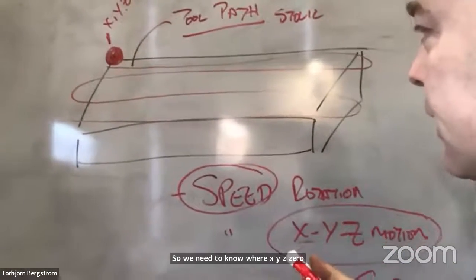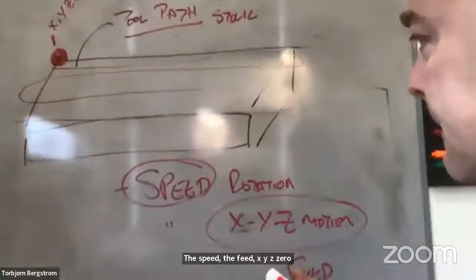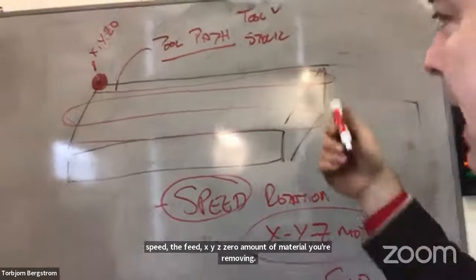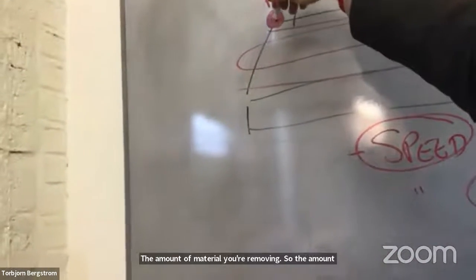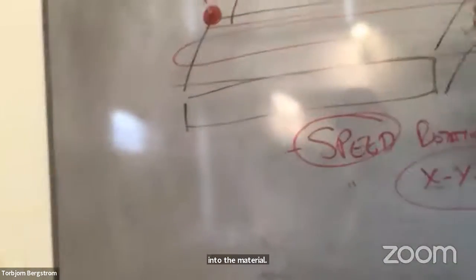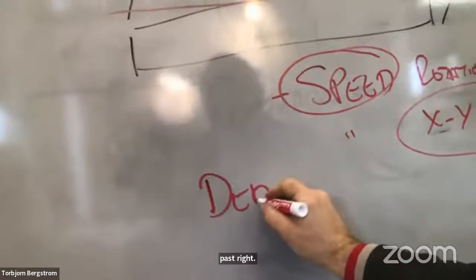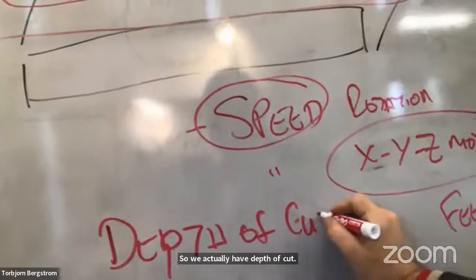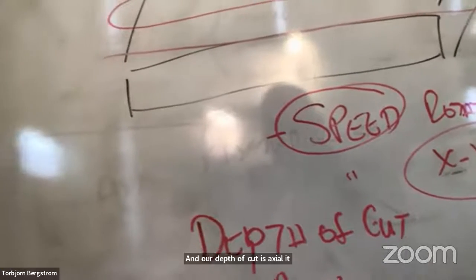What else do we need to know in order to create this tool path? The speed, the feed, XYZ0. The amount of material you're removing. So the amount of material you're removing, the depth of cut. In this case, we're going down into the material and we're going across the material in more than one pass, right? So we actually have depth of cut, and our depth of cut is axial and radial.